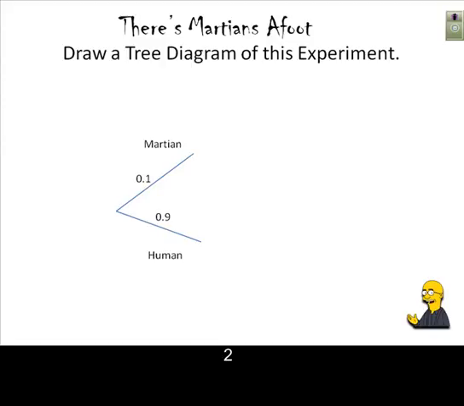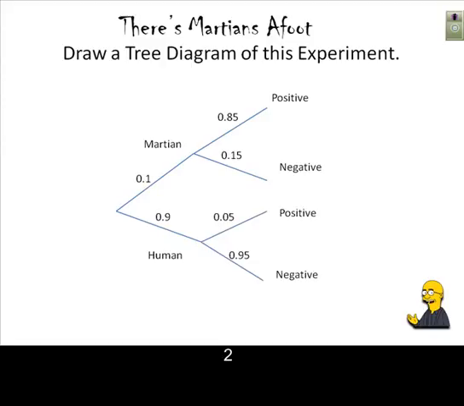The next thing we do, let's suppose we select a Martian. We test that Martian. Now the two options are they'll have a positive test result or a negative test result. The probability of a Martian having a positive test result is 0.85. The probability of a Martian having a negative result is 0.15. The other possibility is we could choose a human and test them, and we could get a positive test or a negative test. A human will test positive with a probability of 0.05 and negative with a probability of 0.95. So what we've done with this tree diagram is we've drawn a picture of the information that we've been given. And hopefully that will make it easier for us to do some of our calculations.